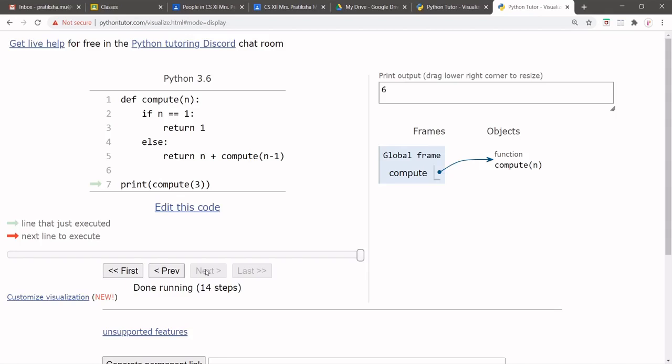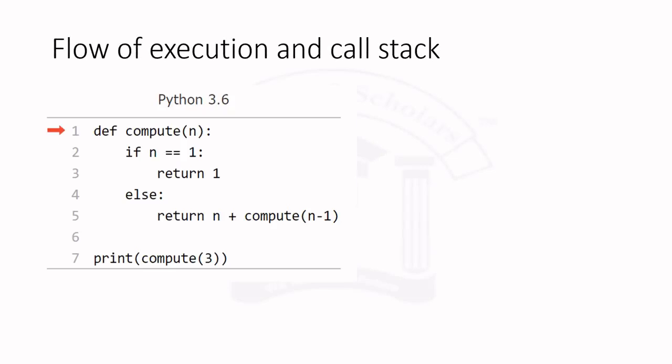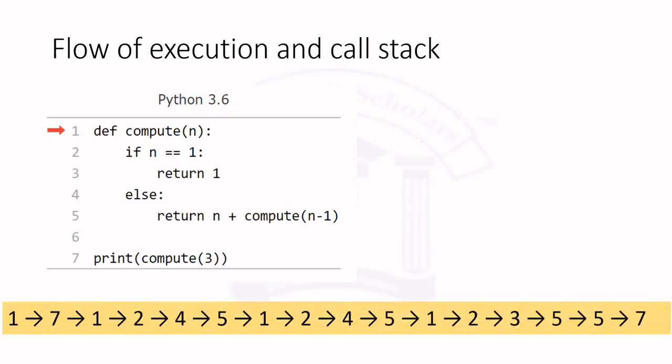But let us now try and understand how the flow of execution in case of such recursive functions work. So actually the flow of execution was from statement 1 to 7, then 1, then 2, then 4, and so on. So let us understand how it works. Initially, association is made, then function call. So this is the call stack called to 3.